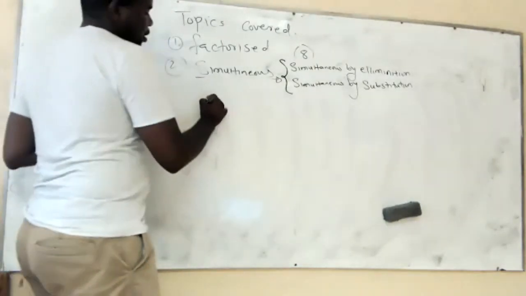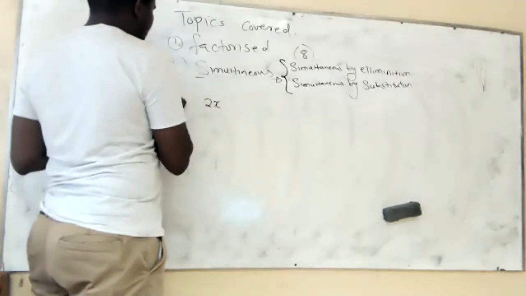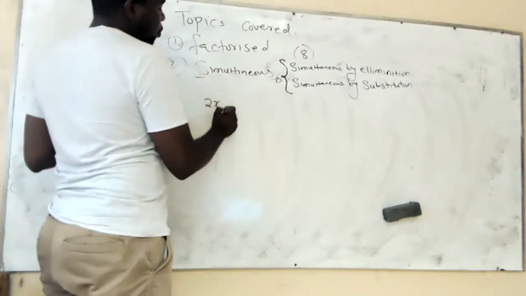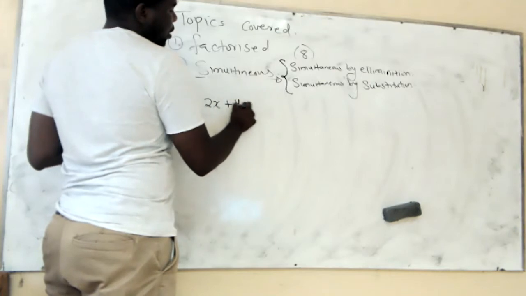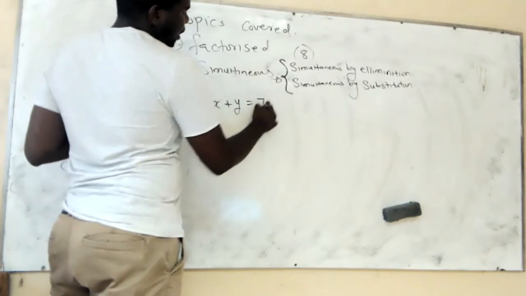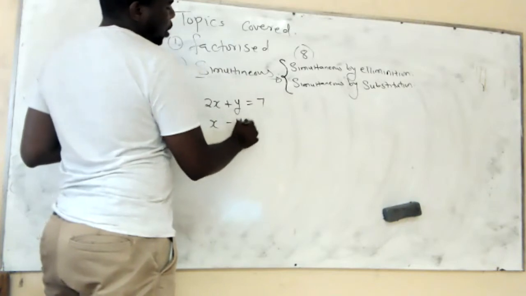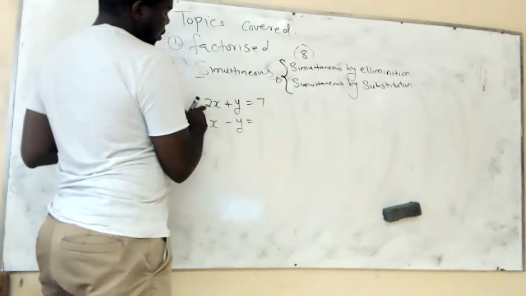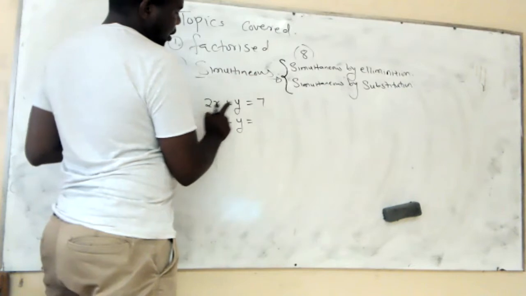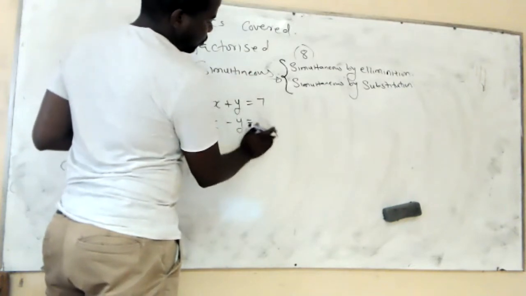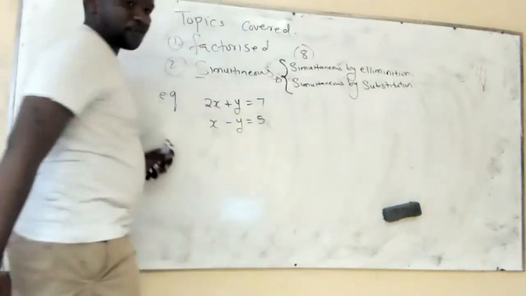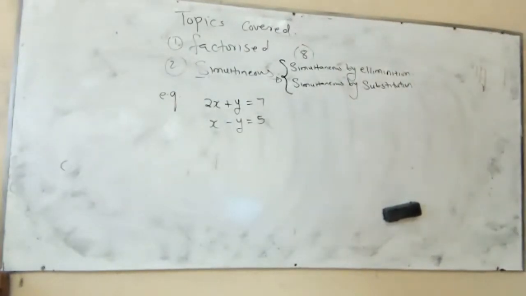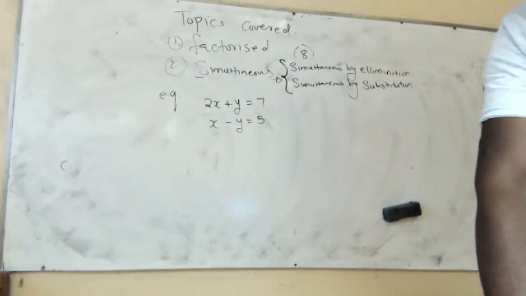So now, where do we apply simultaneous? Here is where we apply simultaneous. I will just do simultaneous by using an example. Let's say we're given this system of equations: 2x plus y is equal to 7, and we have x minus y is equal to, let's say, 3. And here, let's say, 5, like this. So, solve simultaneously.